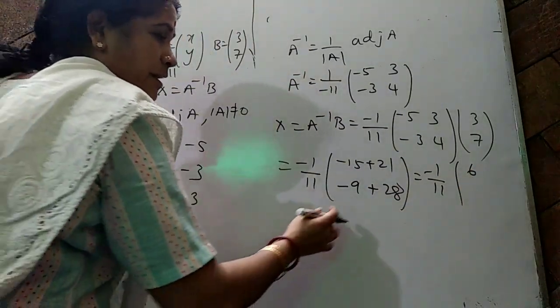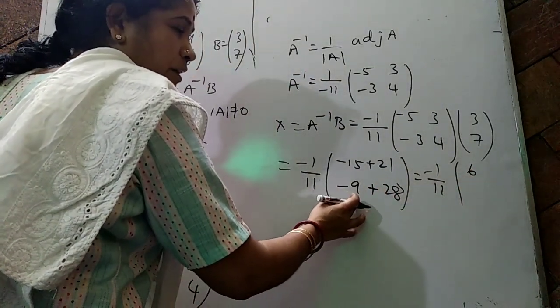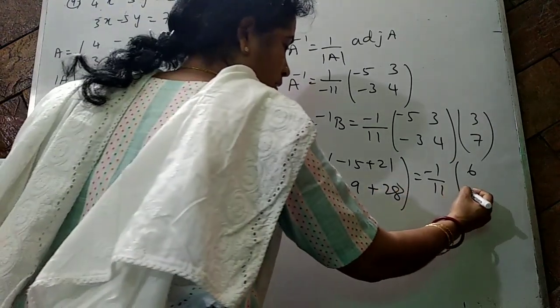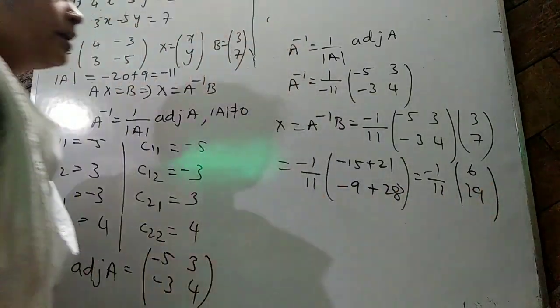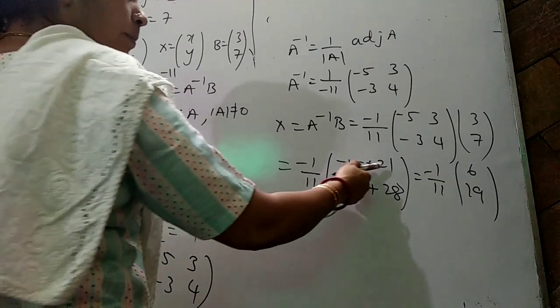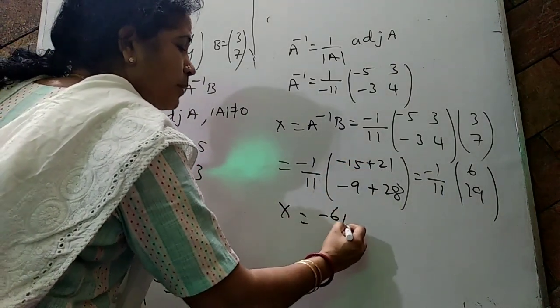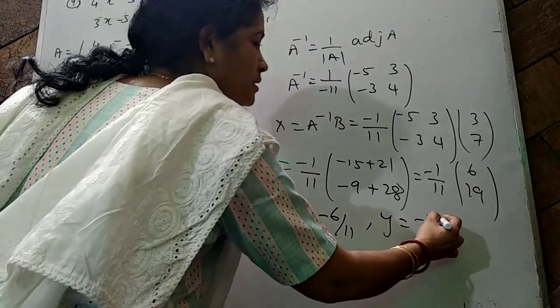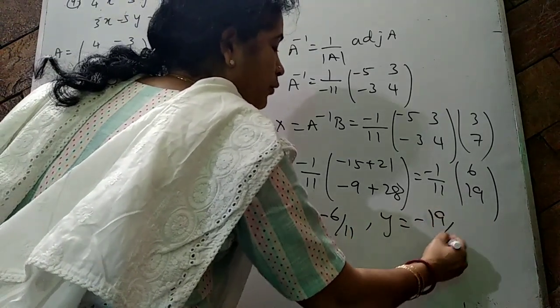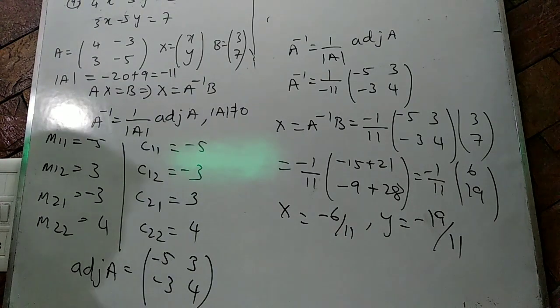I don't know whether the answer is correct or not. Here we will get 19, this calculation is correct. So x is equal to, we are getting minus 6 by 11 and y equal to minus 19 by 11. You have to check whether your answer is correct or not. You should come to me.